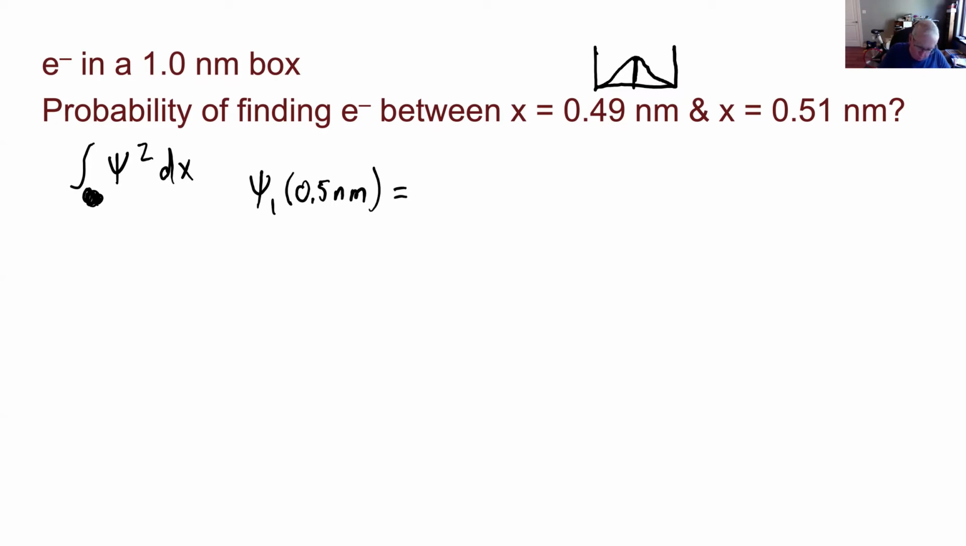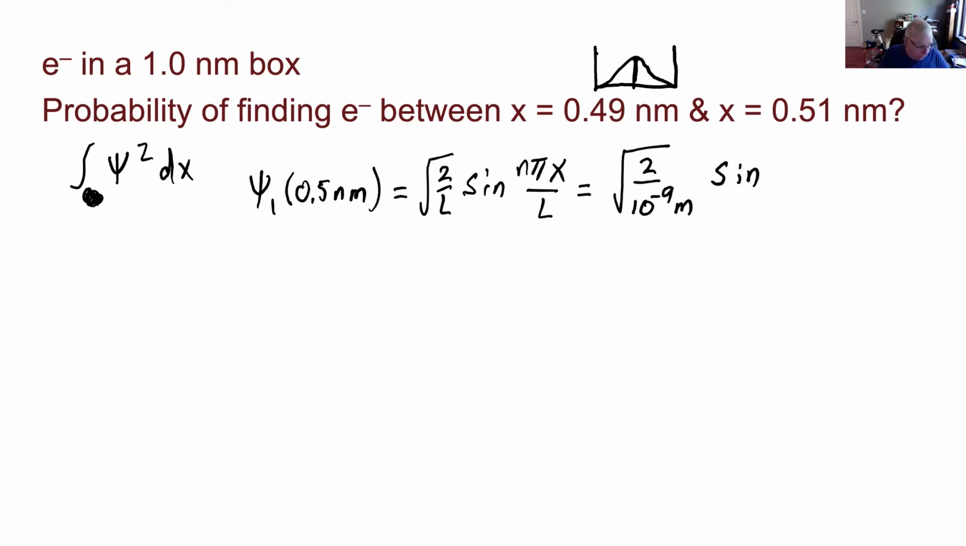Remember, psi is always equal to square root of 2 over L sine of n pi x over L, where x is equal to 1. So I wrote an n in there when I should have really written a 1, but that's okay. If I put in the quantities for this, this is square root of 2 over L. I'm putting L in here as 10 to the minus 9 meters, because that's the length of my box. Then I've got sine of 0.5 pi over 1.